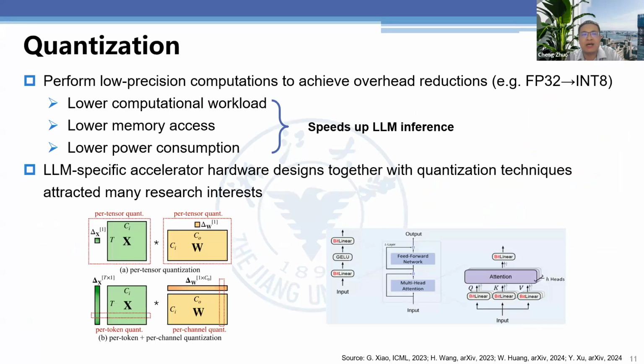And I didn't see this as quite different from what we do for other deep learning models. But now we are really dealing with a much larger model. So people can do quantization, for example, from FP32 to Int8, to achieve lower computational workload, memory access and power consumption. Recently, there are quite a few works on LLM-specific accelerators to ensure they can work well with all those new quantization techniques. Some quantization techniques go to the very extreme, like binarization, which is, of course, the lowest number of bits we can go with.